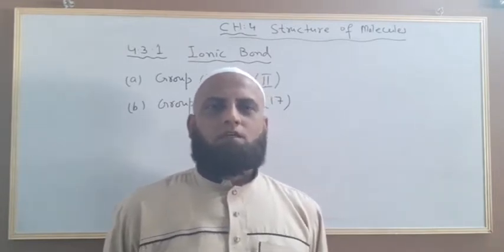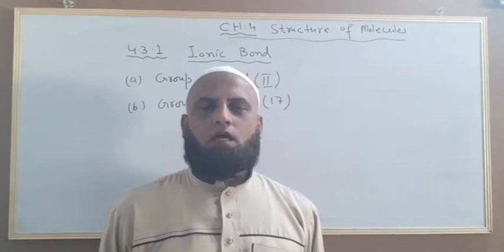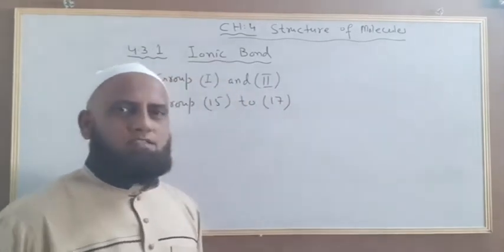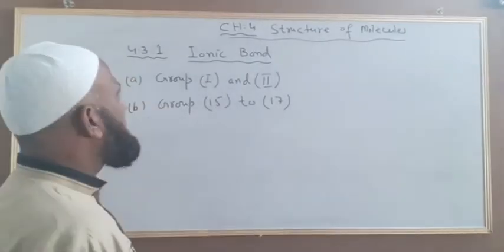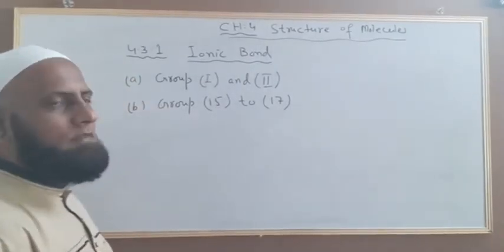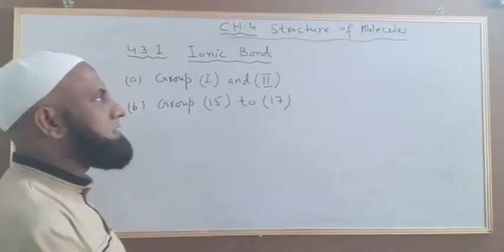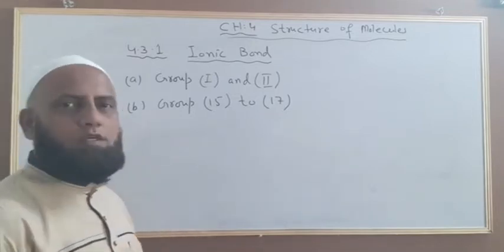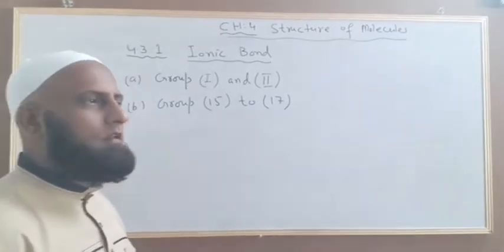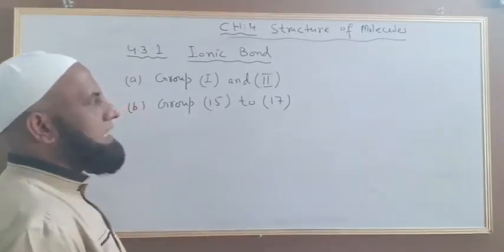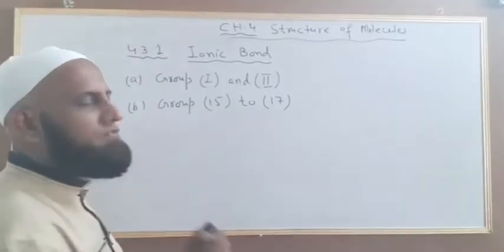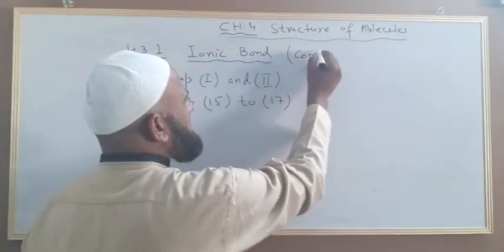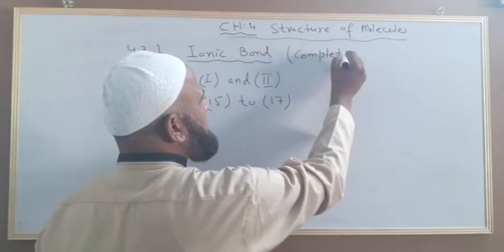Previously, we had discussed the types of covalent bonds. So let's start from the topic types of covalent bond. First, we have to discuss ionic bond. Now, what is ionic bond? Ionic bond is the type of bond which is formed by the complete transfer of electron.